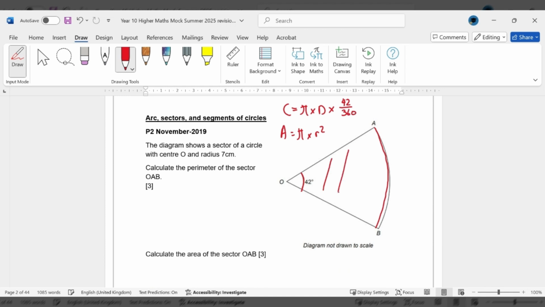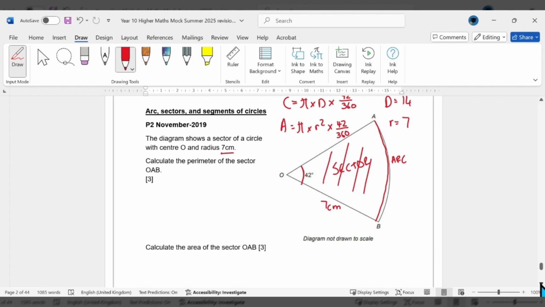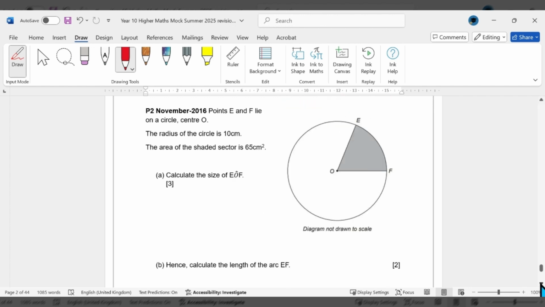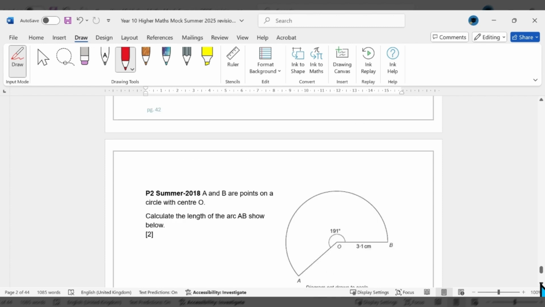Alternatively, if this question asks for the area of what's called a sector, and the outside is called an arc, then you would take the area of the full circle, and again, the fraction of the area you want is that angle over 360. It tells you in the question the radius is 7. So if the radius is 7, then the diameter would be 14 to use with this one, and the radius would be 7 to use with that one, okay?